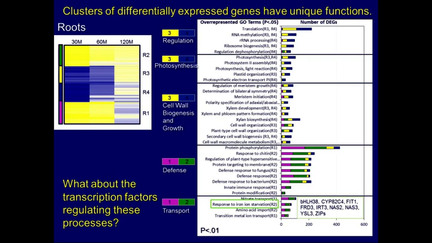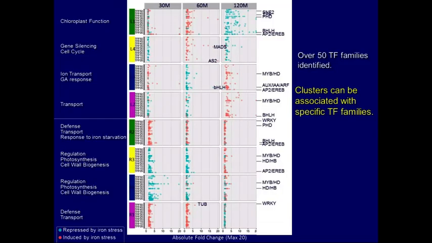So given that there's such a distinct response and such a distinct biological process is being affected, we wanted to know if we could start to tie transcription factors to these different clusters of genes. This is just a plot showing all the transcription factors that we looked at. We identified over 50 different transcription factor families.